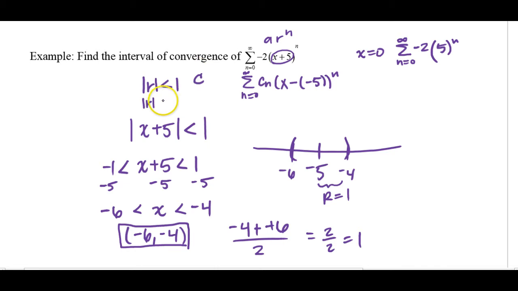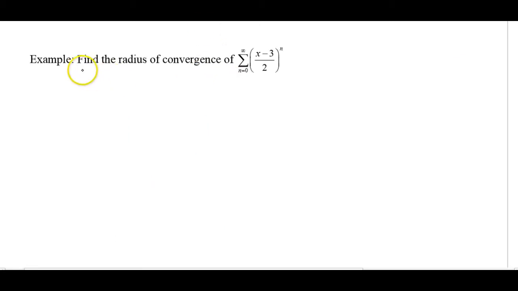Now, if the absolute value of r is greater than or equal to 1, then both diverge. So that's why the geometric series test is nice. Alright, so let's do one more example where this power series is geometric.